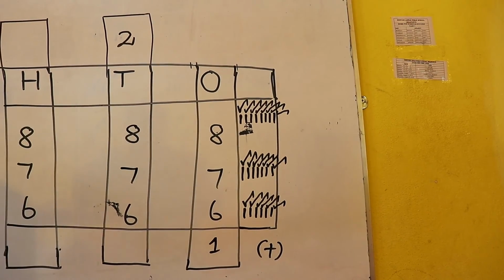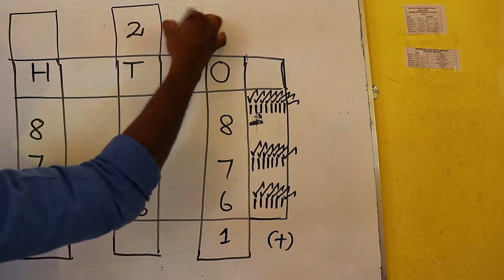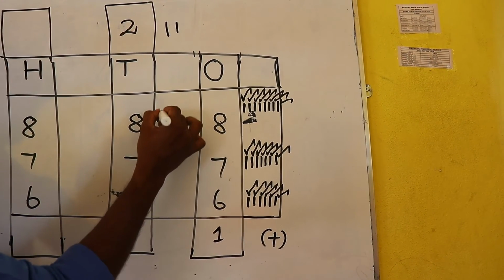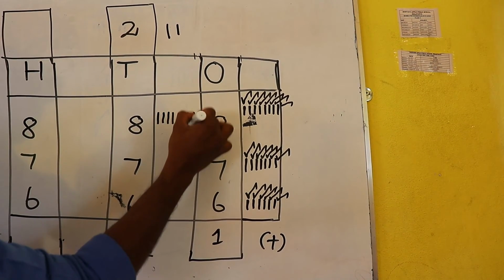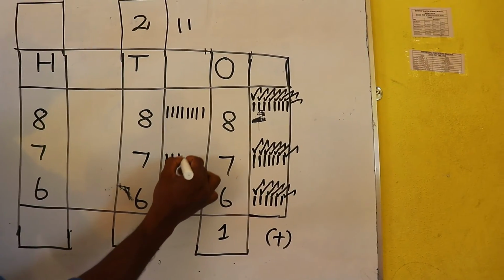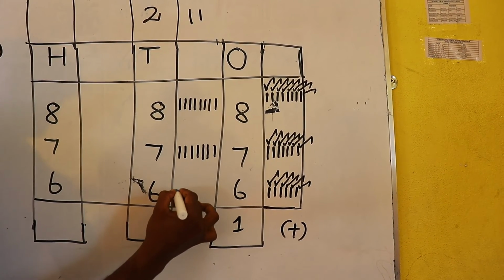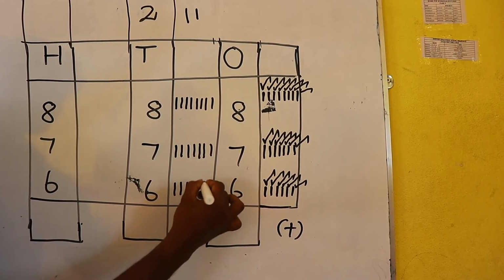Next, the tens value. First, the carry number 2, so here draw 2 lines. Next 8, so draw 8 lines. Next 7, so draw 7 lines. Last number 6, so draw 6 lines.